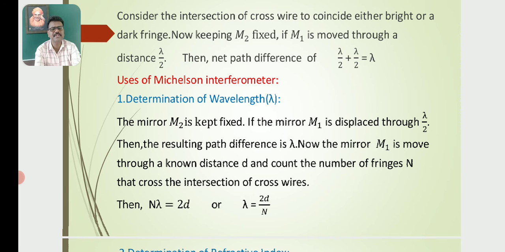So in this process M2 is kept fixed, and mirror M1 is displaced through a distance lambda by 2. Then the resulting path difference should be equal to lambda. If M1 is moved through a known distance d, then count the number of fringes which move across the intersection of crosswise, say capital N. Then we know the formula n lambda is equal to 2d, or lambda is equal to 2d by n. Substituting the values of d and n, we determine the wavelength of light used.